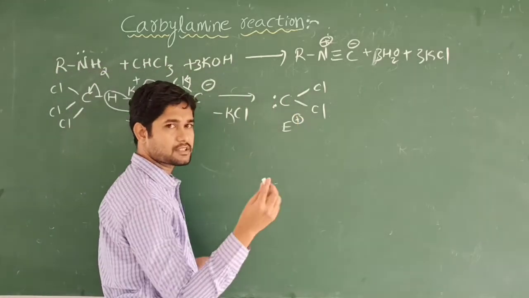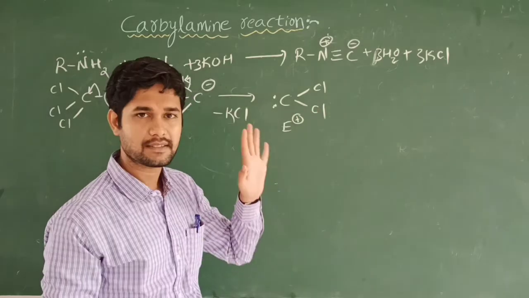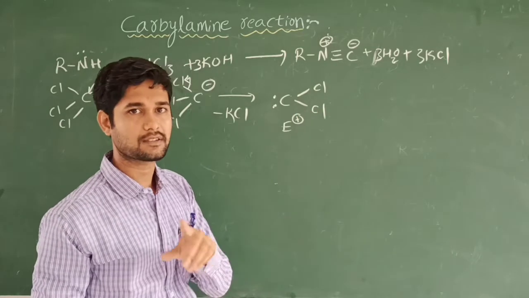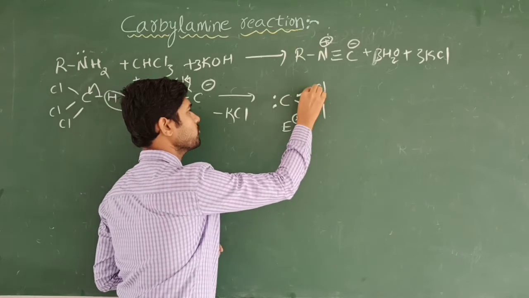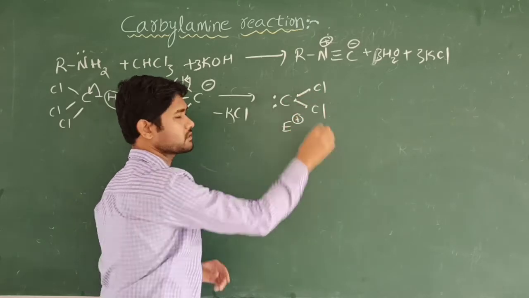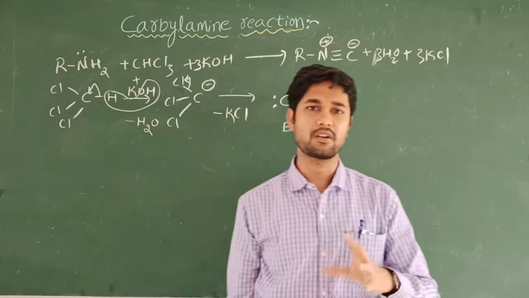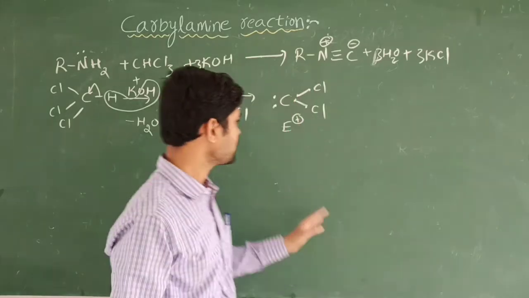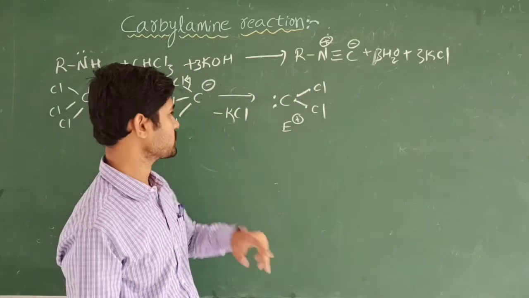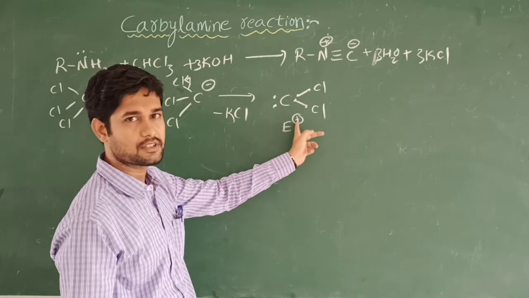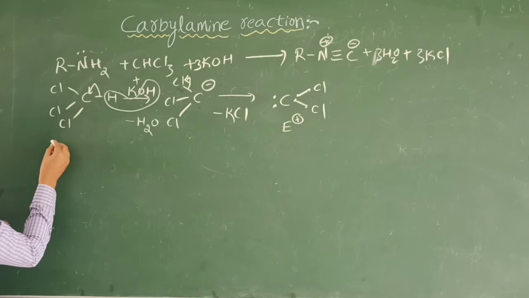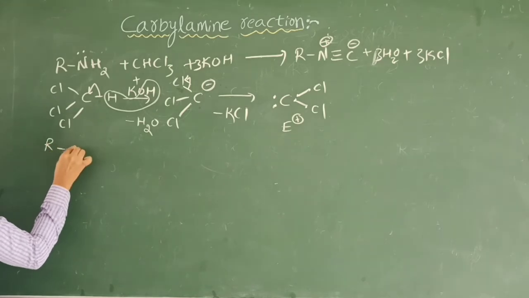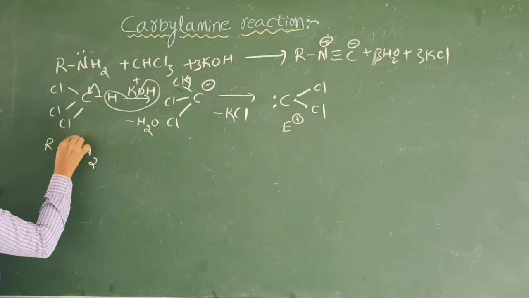You see whether this compound has completed its octet or not. Let's see, we should find. Here 1 dot, 2, 3, 4, 5, 6. So this compound has not completed its octet structure. That's why it is electrophilic in nature. So this carbene is going to react now with the primary amine. What will happen here?